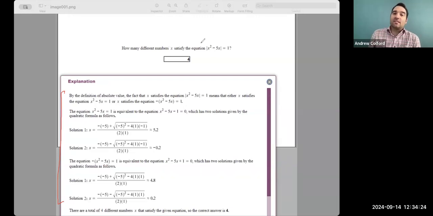So how many different numbers x satisfy the equation absolute value of x squared minus 5x equals 1? Well, first things first, let's talk about absolute value. And I talk about this in the course and in the self-paced course, but when we have an absolute value equation like this, we really want to start by breaking it into two pieces, or two potential outcomes.